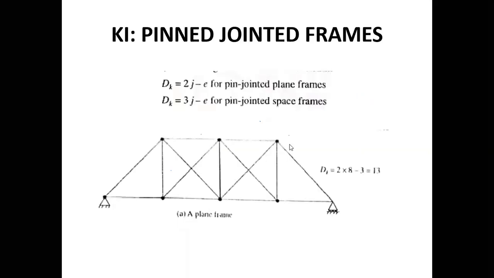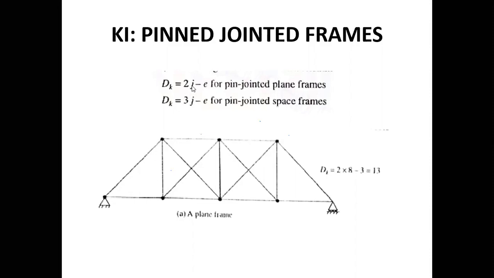Next is the degree of kinematic indeterminacy in the case of pin jointed frames. So in the case of pin jointed frames, the degree of kinematic indeterminacy is equal to 2j minus e, that is for a pin jointed plane frame, and 3j minus e in the case of a pin jointed space frame. Remember, in the case of pin jointed frames, the axial deformation is always considered, so no member will be subtracted in this case.